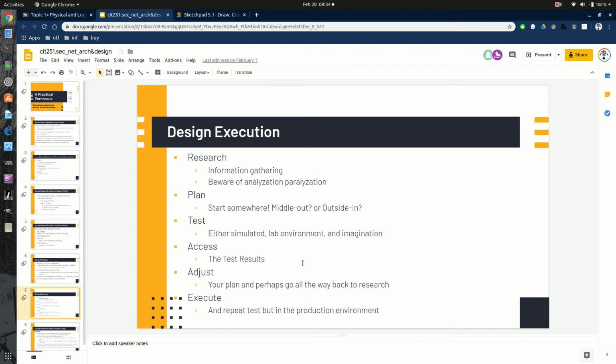Test, either simulated or in a lab environment, or imagination if possible. Again, testing is ideal. You want to do it in a lab environment or a simulated environment, not in the production environment. In production, things are up and running. This is the business trying to make money. Once you have it in production, if you find a mistake, it's much costlier and tougher to fix.